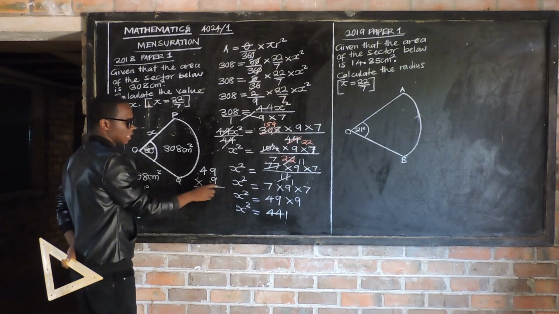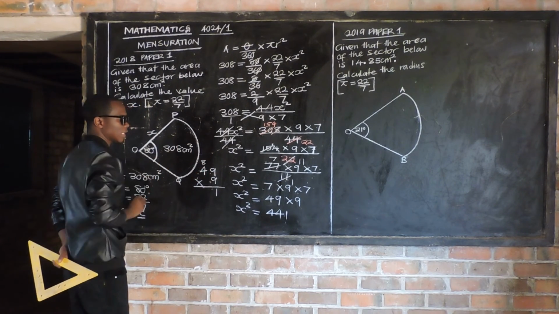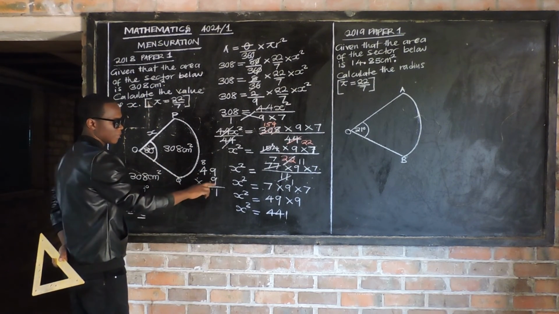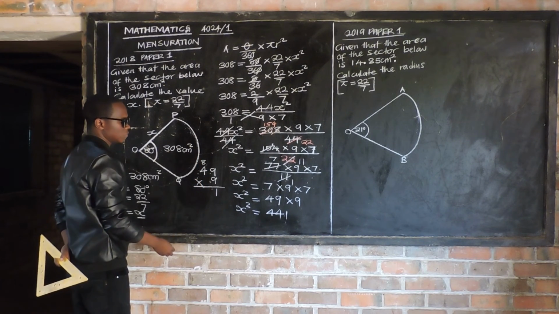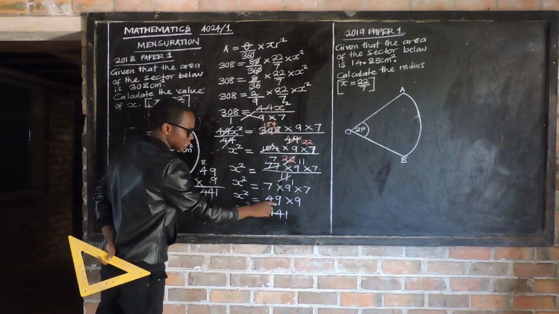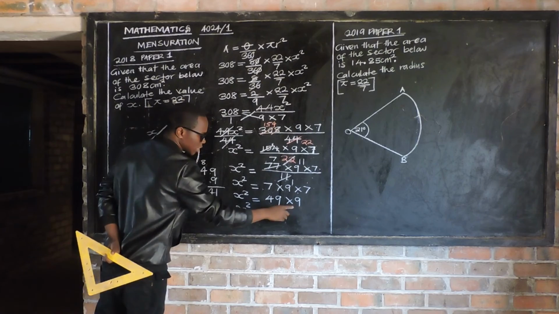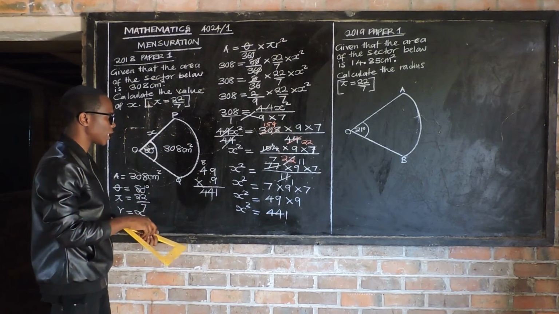9 times 9 is 81. So I'm going to write 1, carry forward 8. Then 9 times 4 gets 36. 36 plus 8 gets 41. So meaning 49 times 9 gets 441.